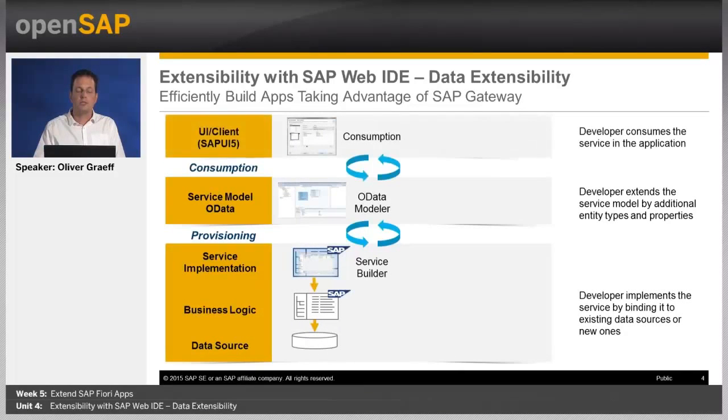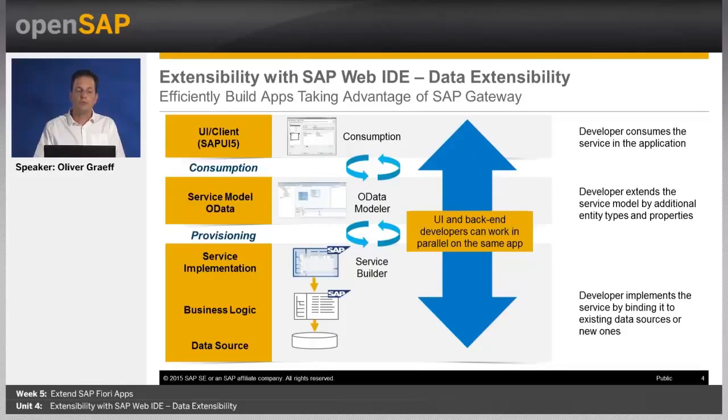So this is to visualize the different layers. On top you have the UI layer, the consumption layer, that is the Fiori application using the service. You have the service model of the OData with the definition of the data model, and you have the provisioning side, meaning that is the implementation of the service within Gateway and within your business logic in the respective data tables, for example, in your business suite.